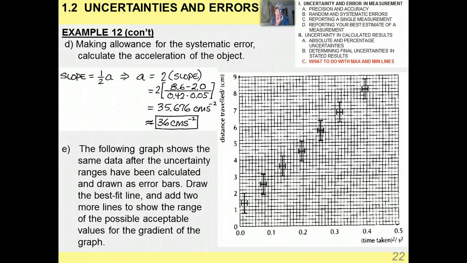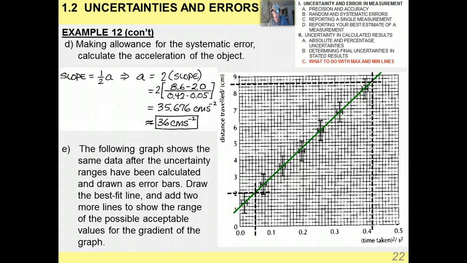Okay, this graph shows the same data after the uncertainty ranges have been calculated and drawn as error bars. So the IB is giving you the actual error bars. Draw the best fit line and add 2 more lines to show the range of the possible acceptable values for the gradient of the graph. Classic IB question. Okay, here's my best fit line.